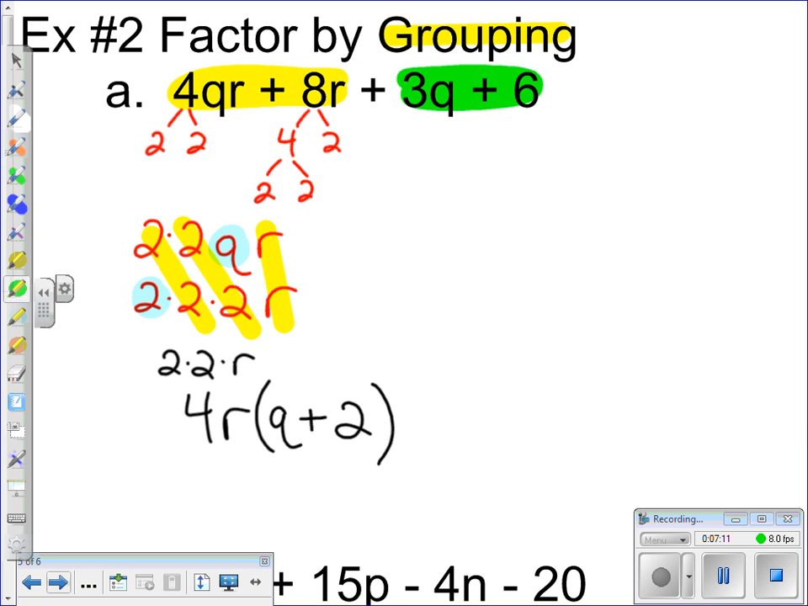Now I'm going to try the other parenthesis. 6 is 2 times 3. 3 is prime, it doesn't break down. So I got 3 and a Q, that's all there is. 6 is a 2 and a 3. It's okay that there's only 2 terms for each part. They still have something in common. The 3's. So put that 3 on the outside.